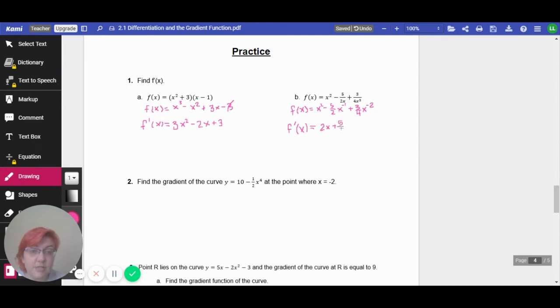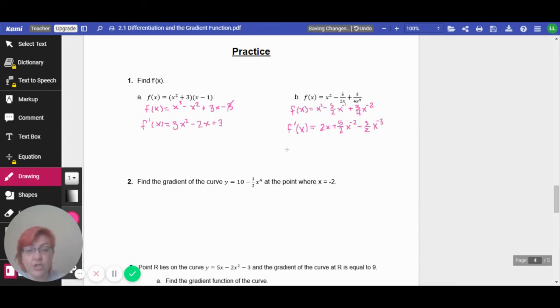X to the n minus 1, so negative 1 minus 1 is going to give me x to the negative 2. And finally, n is negative 2, a is 3/4. Negative 2 times 3/4 is negative 3 over 2. And that's x to the n minus 1. Negative 2 minus 1 is negative 3.